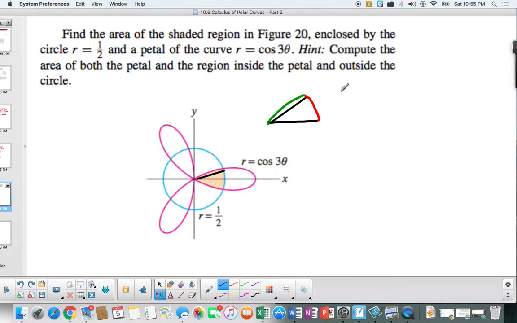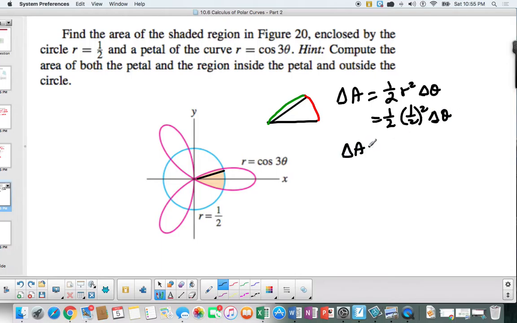All right, so let's figure out a little piece of area for this first portion that's using the circle. So that's going to be 1/2 r squared delta theta, and in this particular case it's the circle, which is going to be 1/2 squared delta theta. The other little area that I'm going to be looking at is going to be from this area, which is using the rose petal. So this is going to be 1/2 cosine 3 theta quantity squared delta theta.